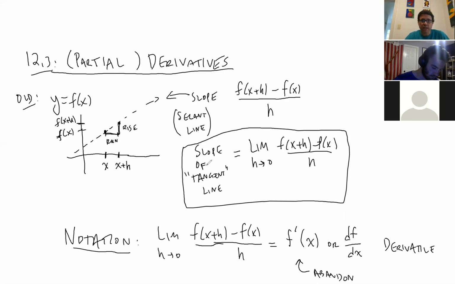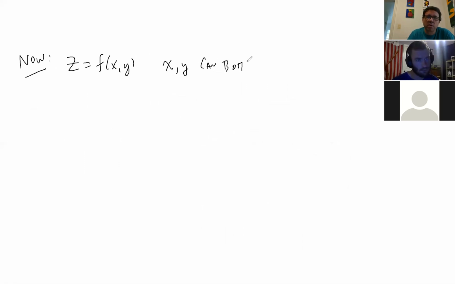So all that stuff we're going to try and reproduce, except now we've got z equals f of x, y. So we've got two independent variables, x and y, and both change. So what do you even mean by slope or rate of change if you have multiple directions of possible change? So we have to figure out how to deal with that.